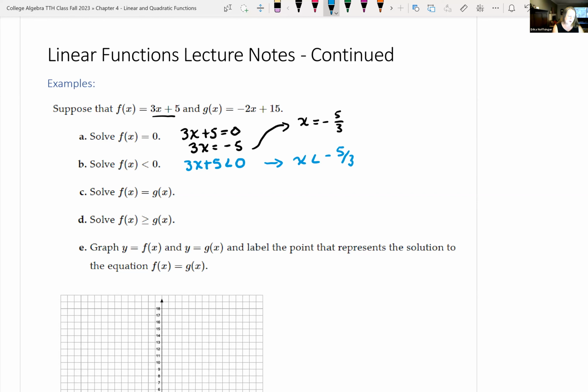So we want to know when f of x is equal to g of x. We're setting both of the equations equal to each other and solving for x. So we have f of x here as 3x plus 5, and we're setting it equal to our g of x value, which is negative 2x plus 15.